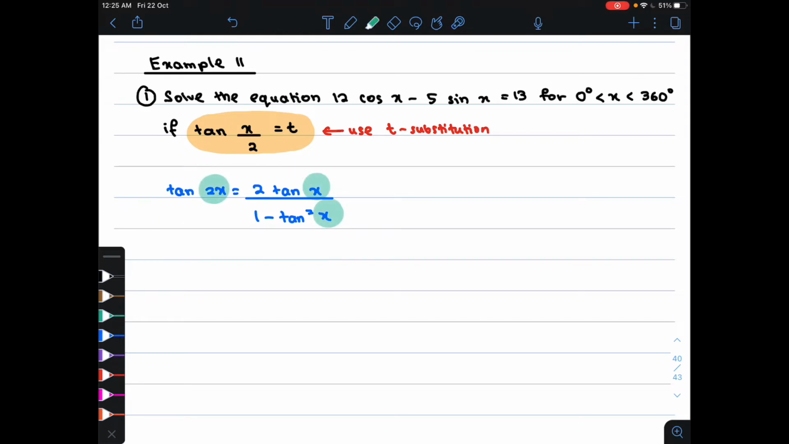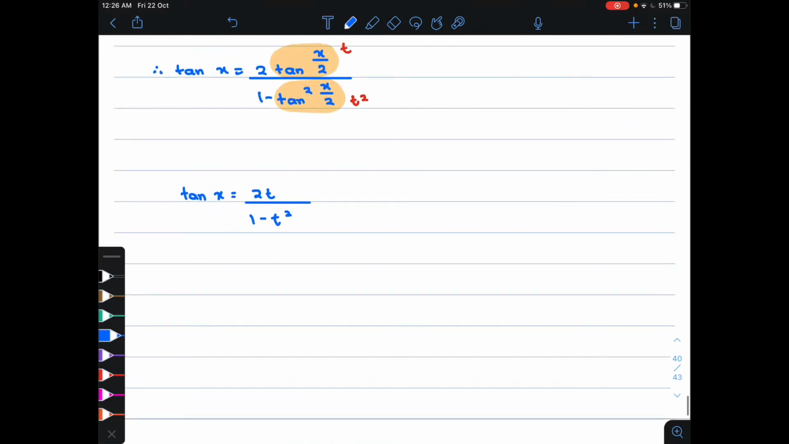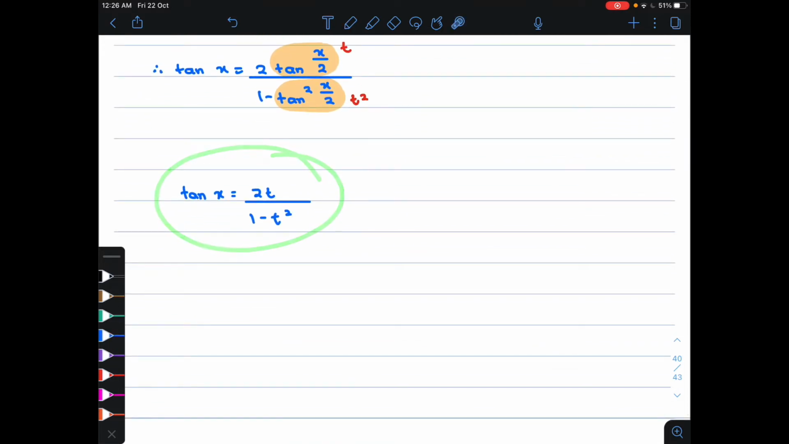Look at all your angles and then divide all the angles by 2. And you'll get tan x equal to 2 tan x over 2 divided by 1 minus tan square x over 2. And we already know that tan x over 2 is t. Therefore, this will become t, and this one here will become t squared. So in the numerator, we'll get 2t. In the denominator, we'll get 1 minus t squared.